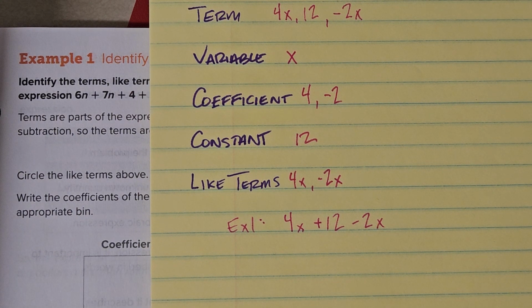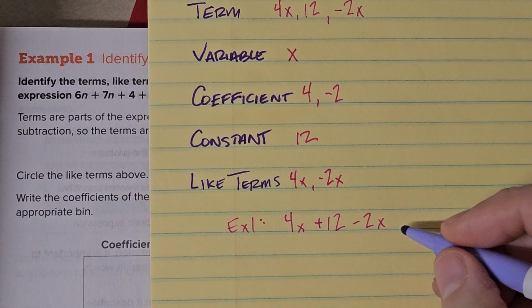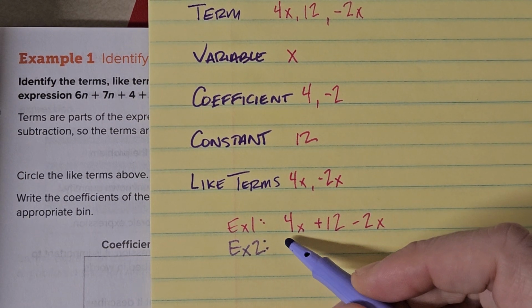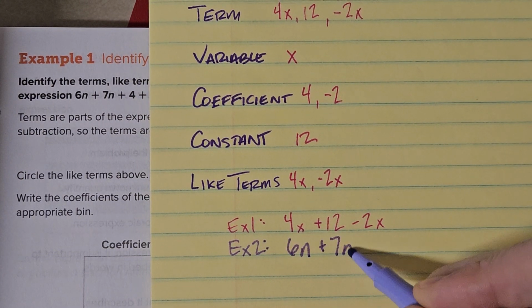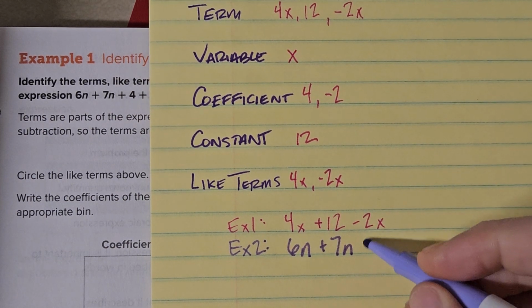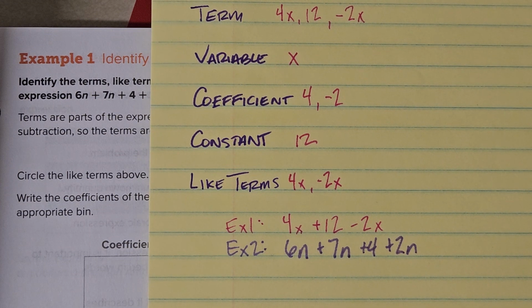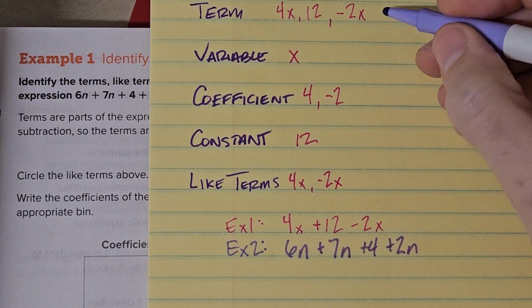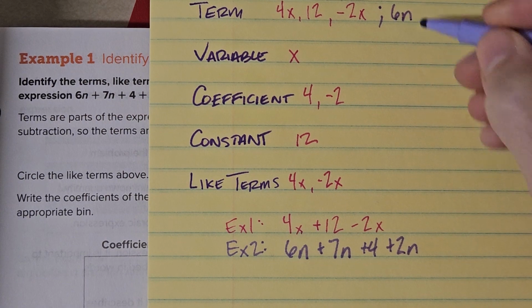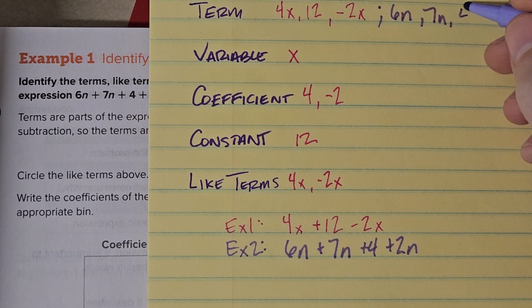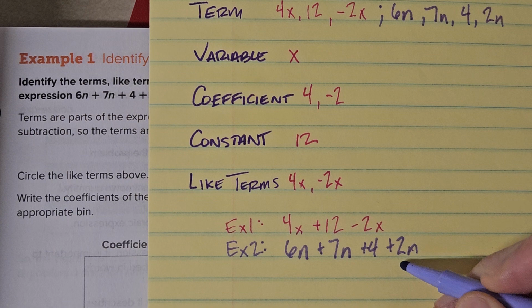Okay, let's do another example. Let's have example 2 be 6n plus 7n plus 4 plus 2n. Okay, what are the terms? 6n is a term, 7n is a term, 4 is a term, and 2n is a term. Okay, those are what the terms are.